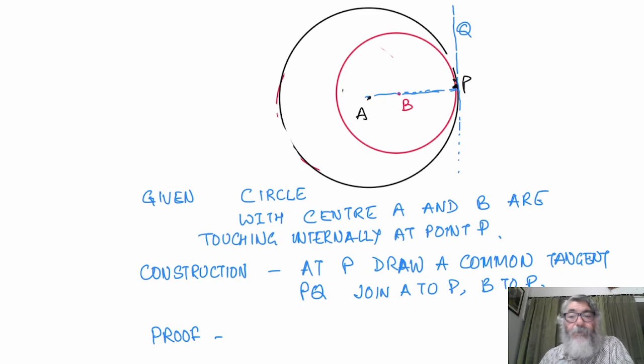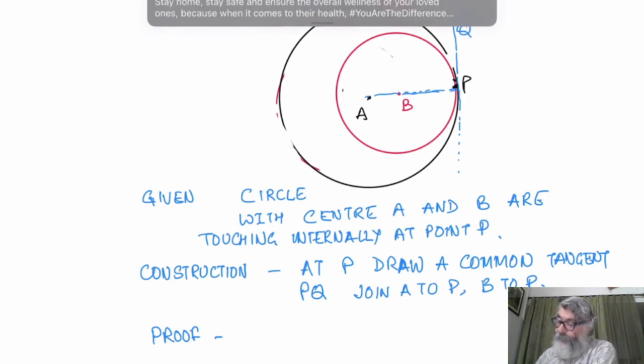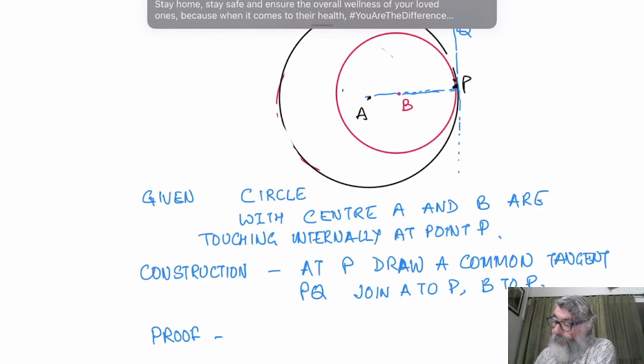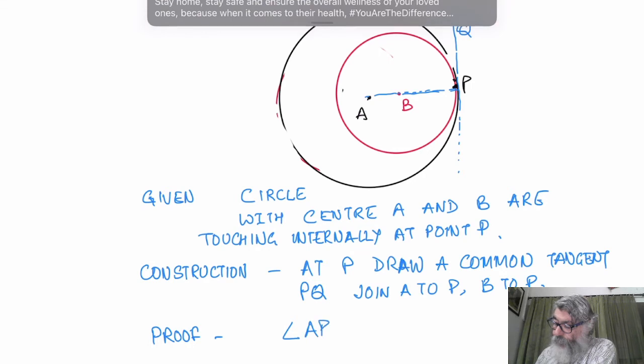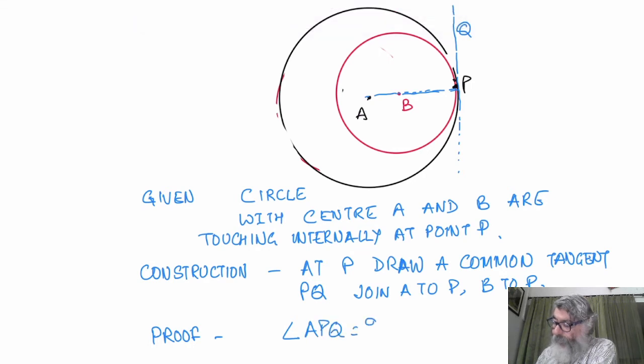And what was the proof in the previous theorem? What did we do? We said that angle APQ will be 90 degree. Tangent perpendicular to radius, or radius perpendicular to tangent. AP is the radius and PQ is the tangent, common tangent.